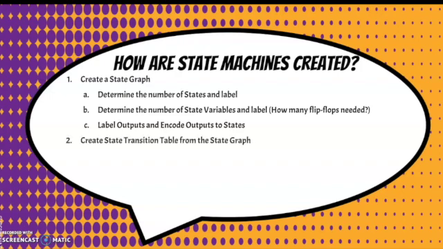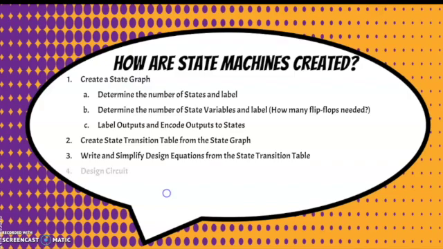After we've created the state graph, we then create a state transition table using the state graph as a source. Then from the state transition table, we can write and simplify our design equations. So we can either use Boolean algebra or Karnaugh mapping to do that. Then we design our circuit.